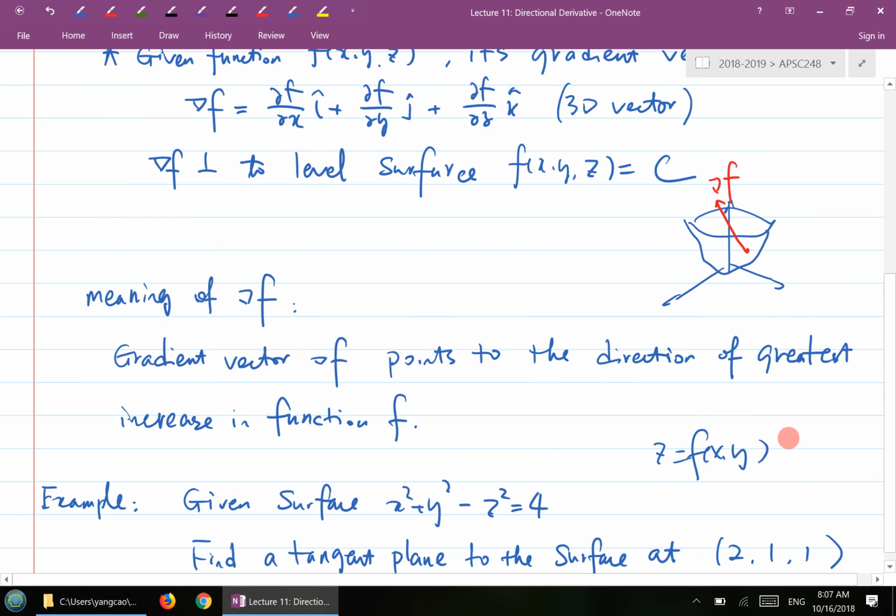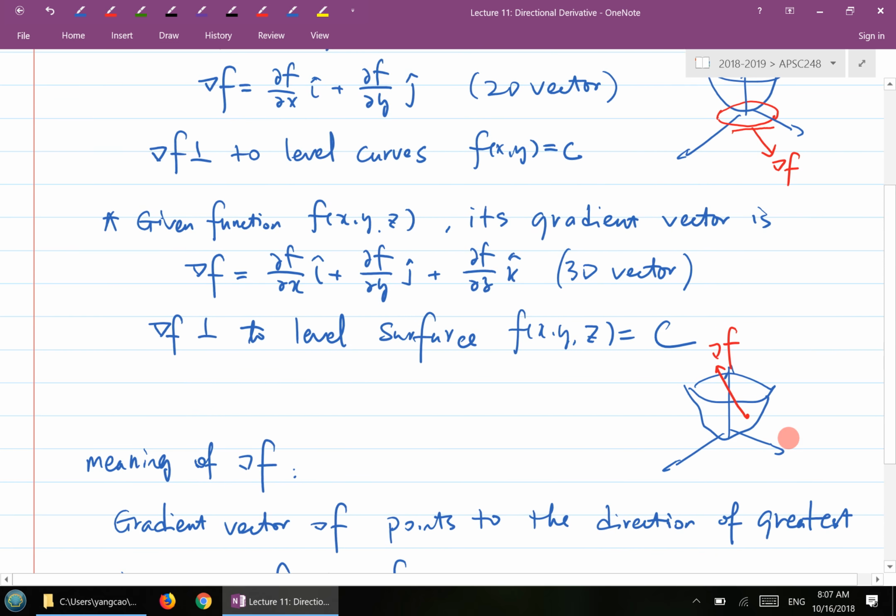You can relate back to basically this theory right here. Given this function, calculate the gradient vector. The gradient vector is perpendicular to the surface at a certain point. In order to find a plane, we only need two pieces of information: one is a point on the plane, the other is a normal vector.